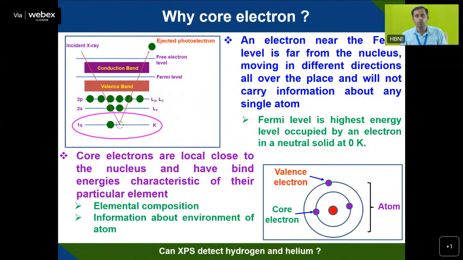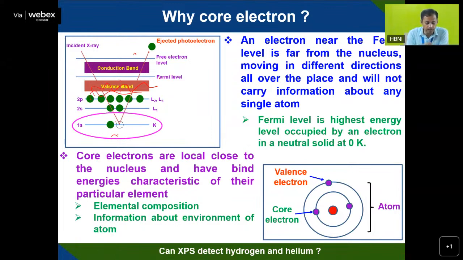So mainly in XPS, what we study are the core electrons. Because the valence electron is the electron that is near the Fermi level. You can see here the conduction band, which is the Fermi level here, and the valence band. The electrons near the Fermi level, the top surface electrons in the valence band, are far from the nucleus. They are moving in different directions, all over the place, and will not carry information about the single atoms. Since they are quite far, the top surface electrons will not give much information.